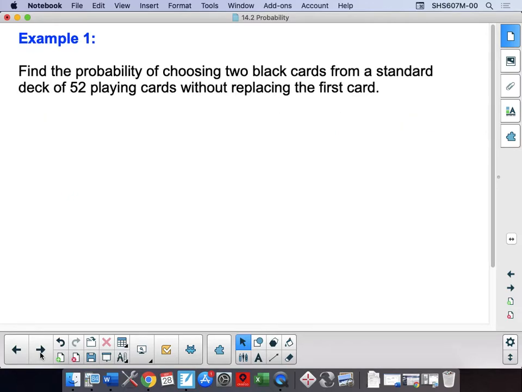Here they are. Let's go, some cards. Standard deck of cards, 52 cards. What's the probability of choosing 2 black cards from a standard deck of playing cards without replacing the first card, right? So I pick a card out, I don't replace it. What's the probability that it's going to be a black card and a black card?